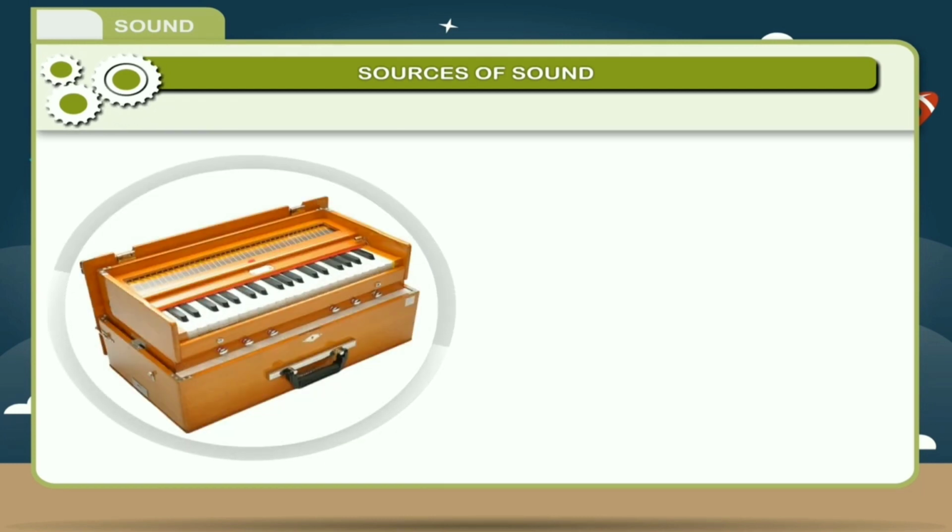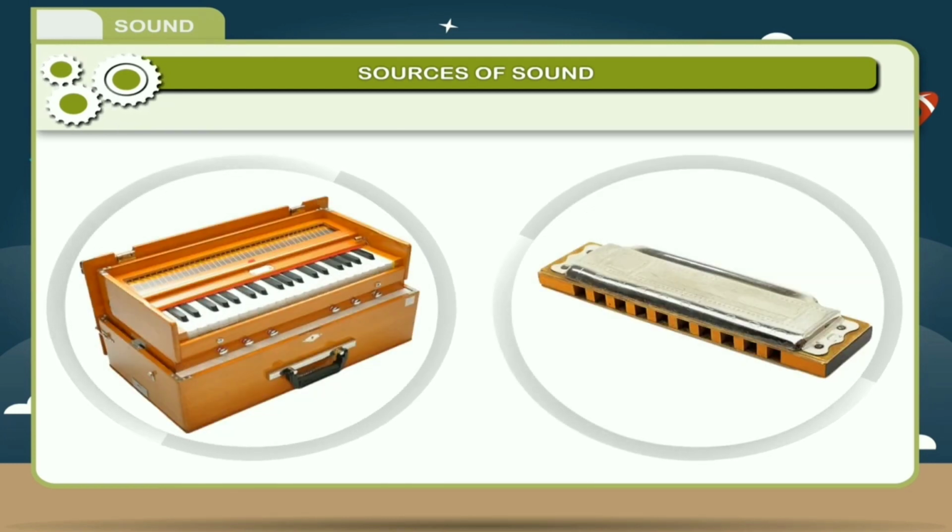Reed instruments: harmonium and mouth organ are the examples of reed instruments. They produce sound when air is blown in it. Now let's see an activity.